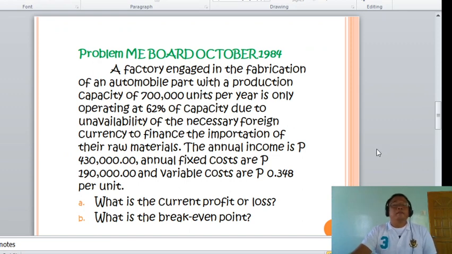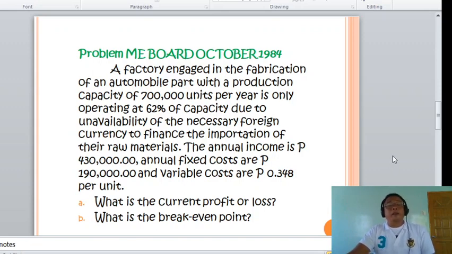Another one, class. Maybe this is now the last example that I will give you. So study hard, class. A factory engaged in the fabrication of an automobile part with a production capacity of 700,000 units per year is only operating at 62% of capacity due to unavailability of the necessary foreign currency to finance the importation of raw materials. So the annual income is 430,000. Annual fixed cost is 190,000 and variable cost is 0.348 per unit.